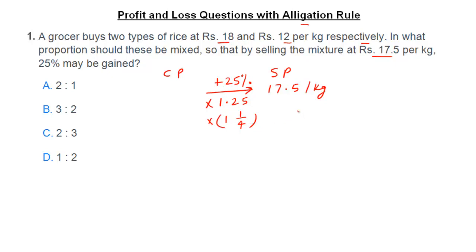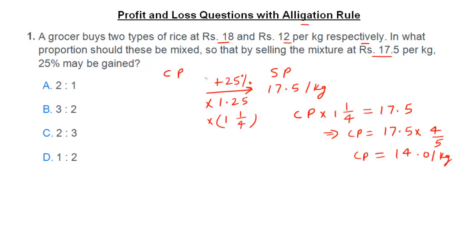So this is the first step. I'm just writing here CP multiplied by 1 whole 1 by 4, that is giving me 17.5. So CP is equal to 17.5 multiplied by 4 by 5, that is 14.0. So CP is 14 per kg. That means you have to mix these two varieties in a ratio which gives you CP as 14. So I am just writing here 14 per kg that we got after this calculation. Now we will apply the alligation rule.